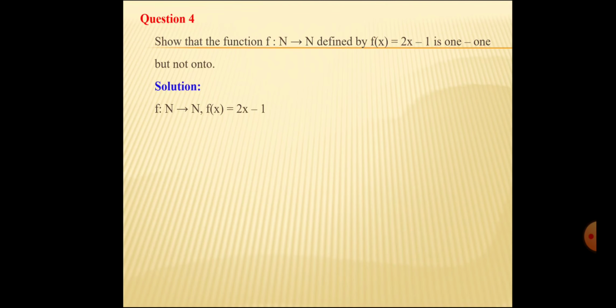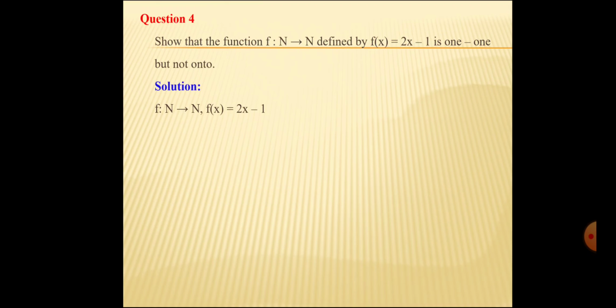Next question number 4. Show that the function f from N to N, N means natural numbers. You know what the natural numbers are? The natural numbers start from 1, 2, 3, 4, etc. Defined by f of x equal to 2x minus 1. Here the function is given as 2x minus 1. You check the answer here is one-one but not onto. So here you show that the function is one-one but not onto.